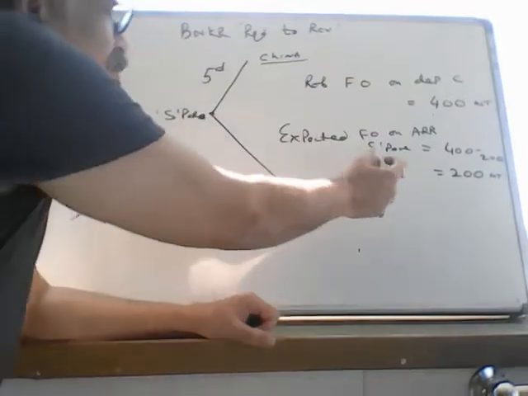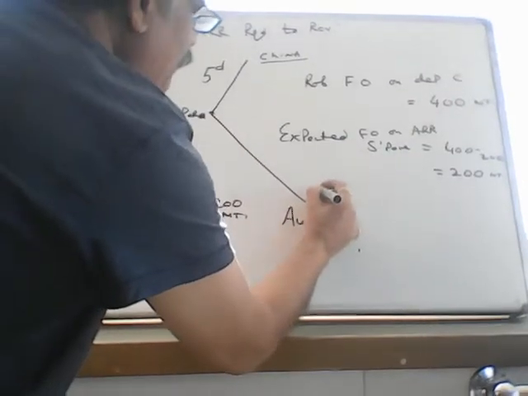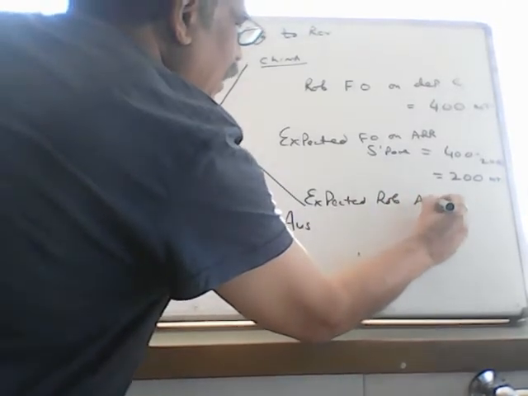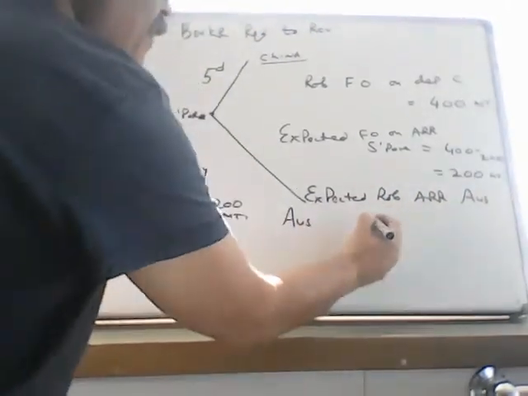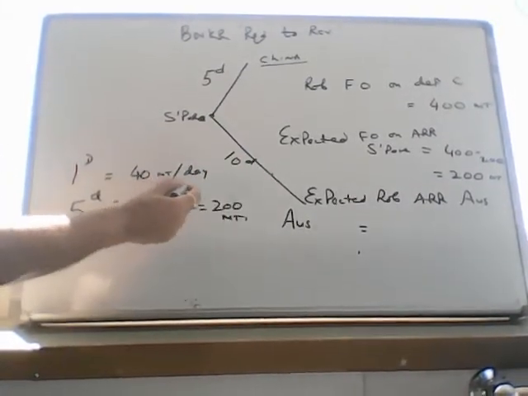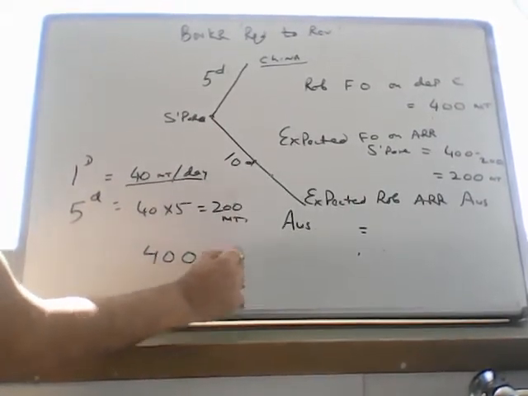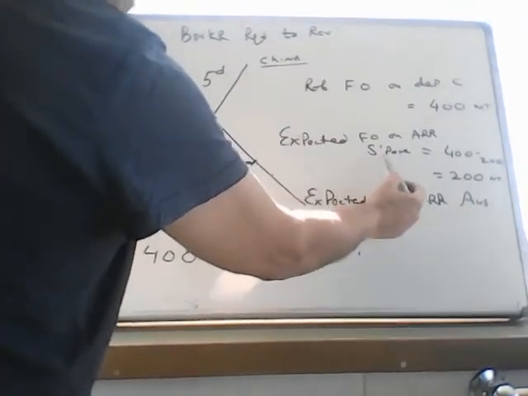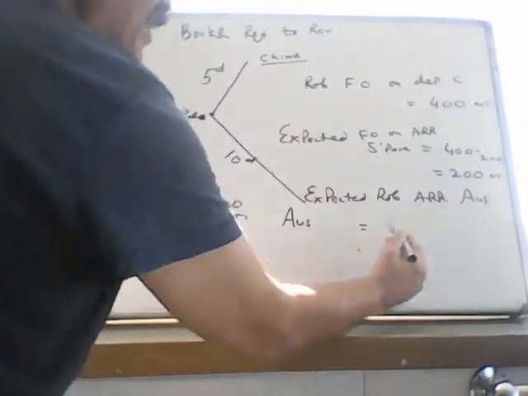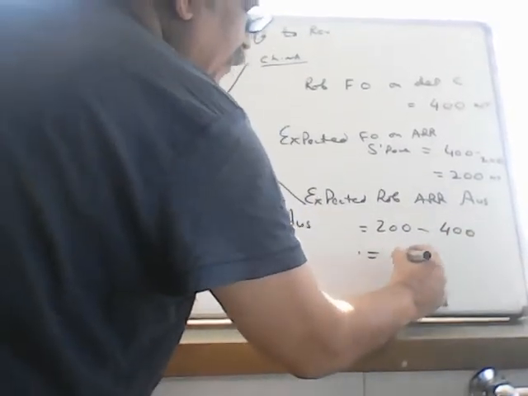Now assume you do not receive anything in Singapore. This is only for calculations. And then you calculate expected ROB arrival Australia. Let's say 10 days sailing. 1 day you consume 40. So in 10 days you will consume 400. So departure Singapore ROB was 200. So what will be the arrival ROB Australia? It will be 200 minus 400. So this will come a negative.